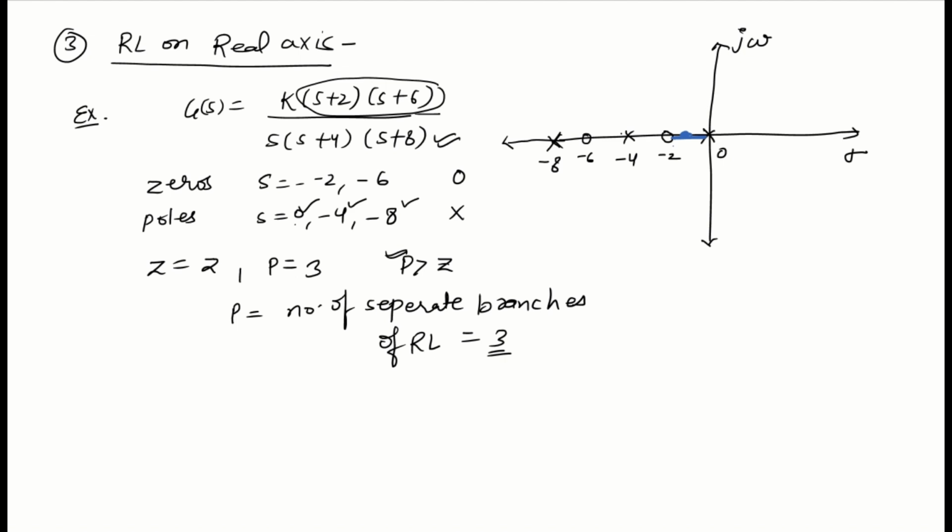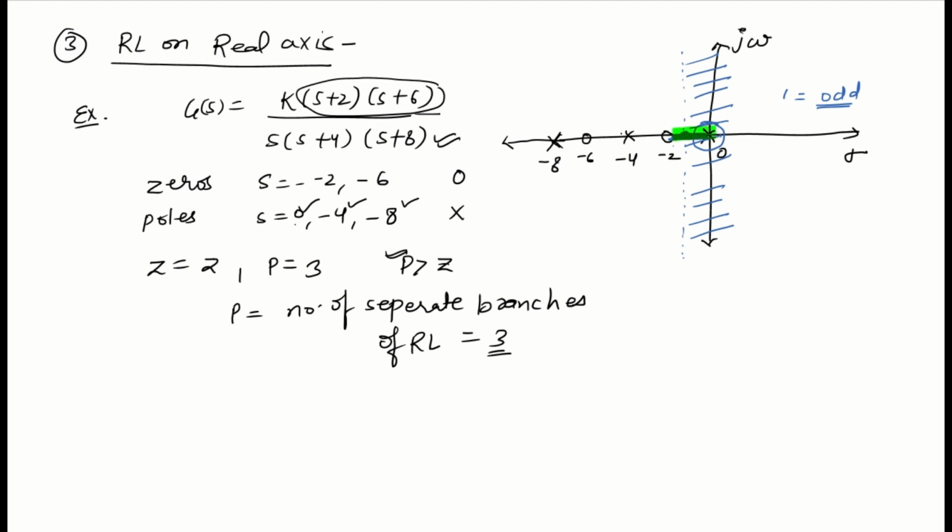So what we will do is assume an imaginary vertical line parallel to the imaginary axis, and then to the right side of this line we will count the total number of roots. On the right side there is a single pole here. So the total number of poles to the right side of this point is 1, which is an odd number. So we can say this section from minus 2 to 0, let me again highlight this.